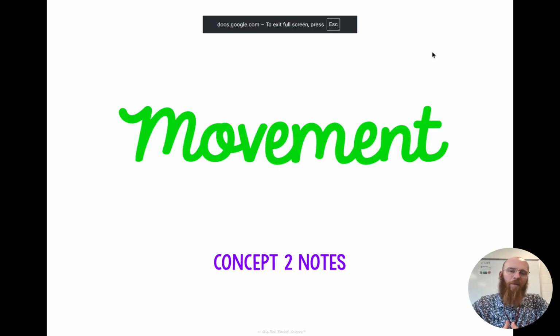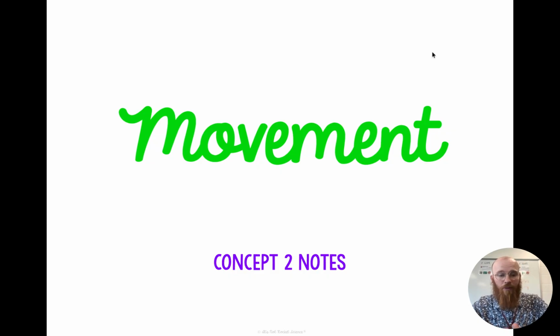Jackson, and today we're going to be going into Unit 2, Concept 2, which is going to be looking specifically at how our bodies create movement.